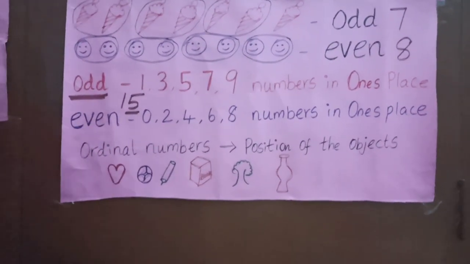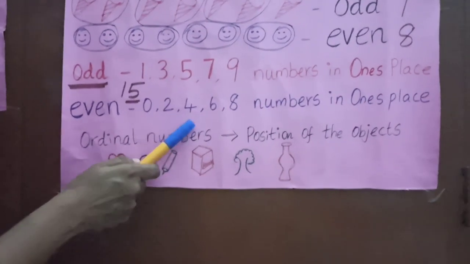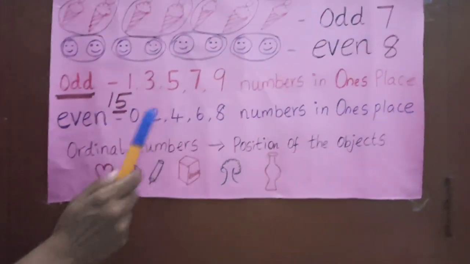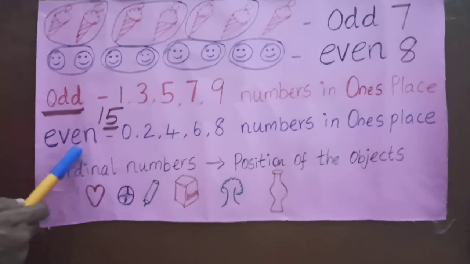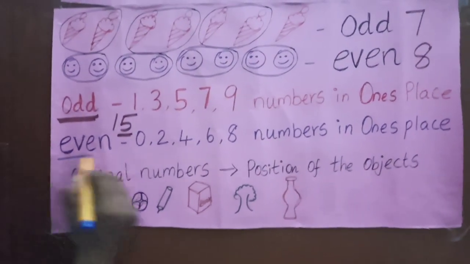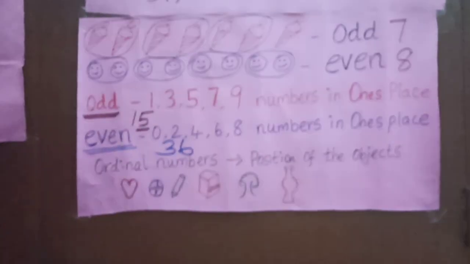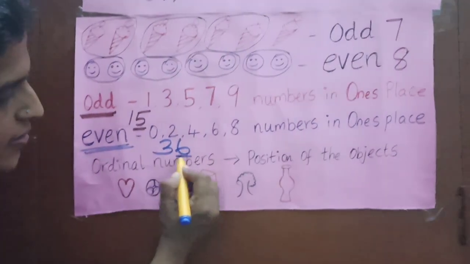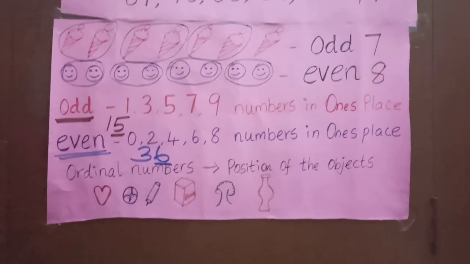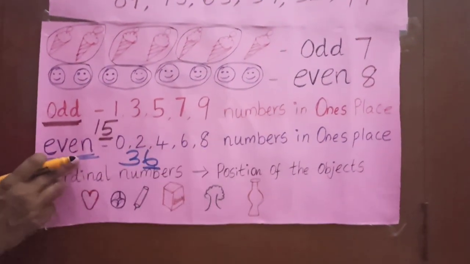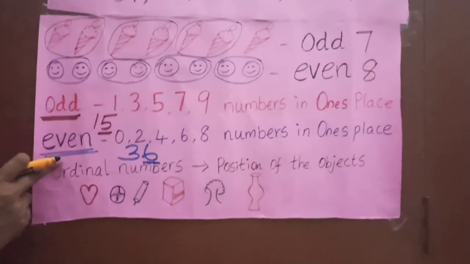Now come to this. If I get the digits 0, 2, 4, 6, 8 in the ones place, then the number is called an even number. If I give the number 36, see the ones place. The ones place is 6. Which category does 6 come under? Even number category. So this 36 is an even number.